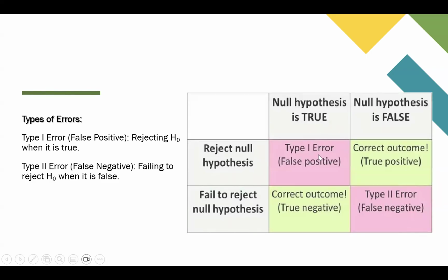In this table, you can see that on the upper part is the reality of the situation, given that the null hypothesis is true or the null hypothesis is false. And on the left side, what is our decision regarding the null hypothesis? We reject the null hypothesis or fail to reject it. If the null hypothesis is true and we reject it, it is called type 1 error. And if the null hypothesis is false and we fail to reject it, it is called type 2 error.